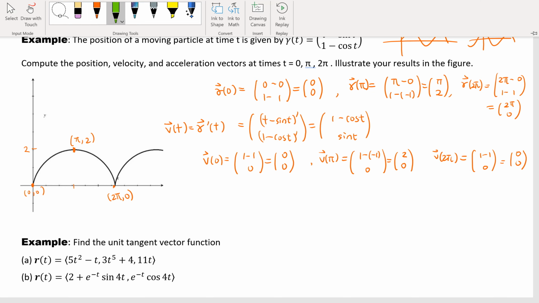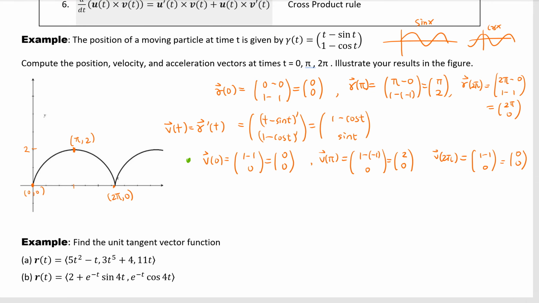If we use the green color for 0, the velocity is 0. It has no direction there for the tangent vector. At the point (pi, 2), the velocity is (2, 0). So (2, 0) is like this, so it's going to the right. And then at (2 pi, 0), the velocity is also 0. So it has no direction at that point, zero velocity at that point. Okay, let's continue.